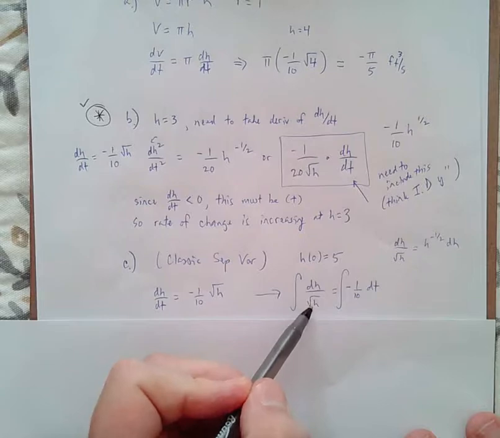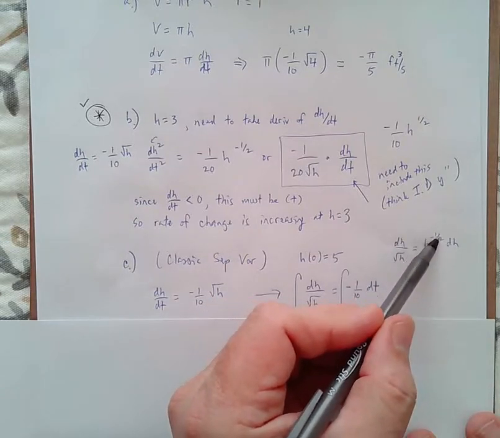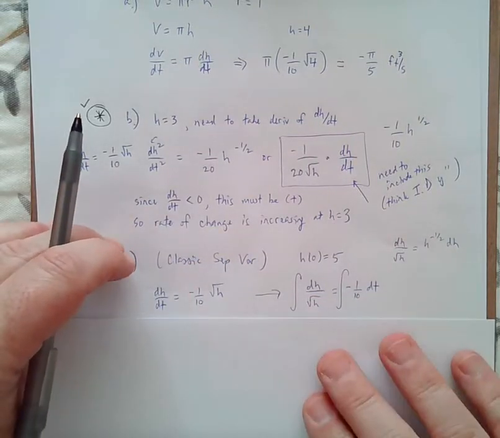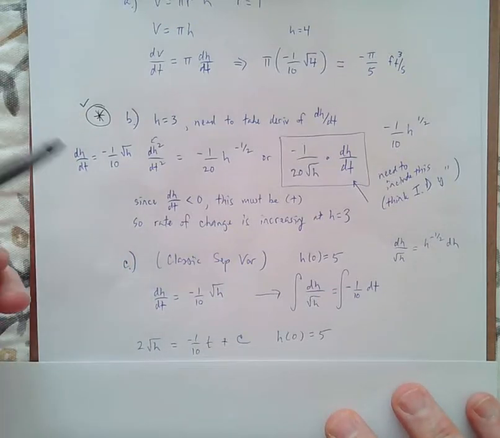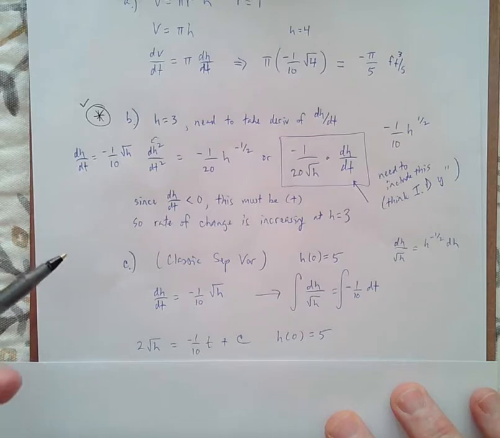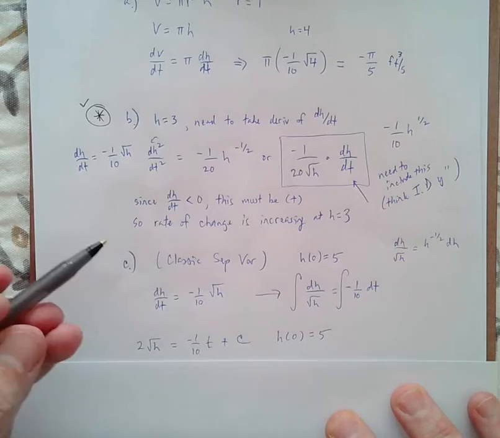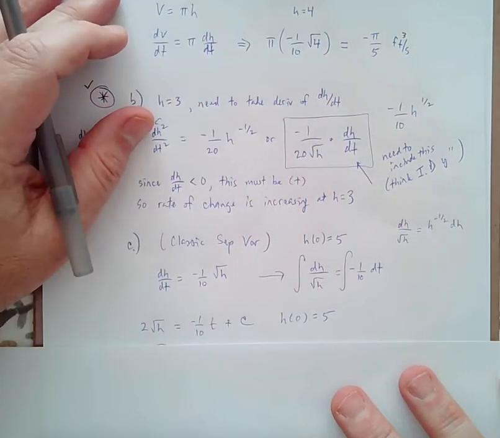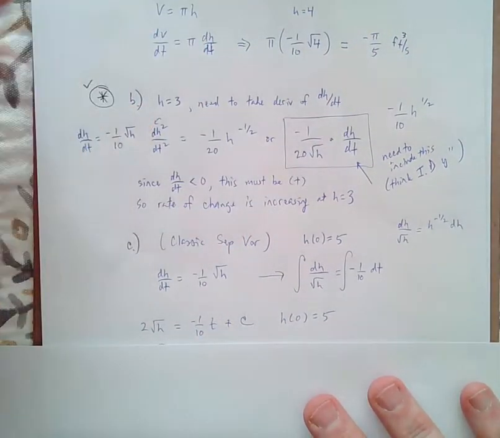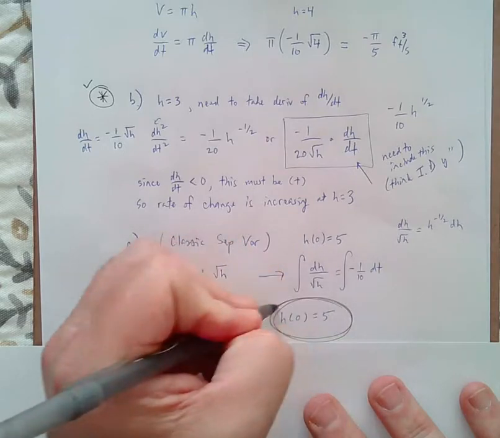Remember, dh over radical h is h to the negative 1/2 dh. And now integrate both sides. And this is a very traditional problem. And I would imagine my students did well on this. Follow the paper here and you'll see it. H of 0 is 5. That's the initial condition from the problem.